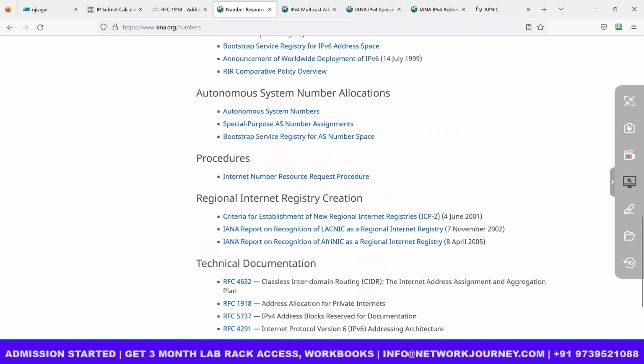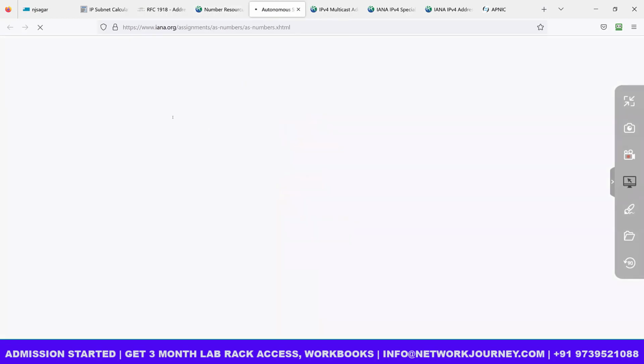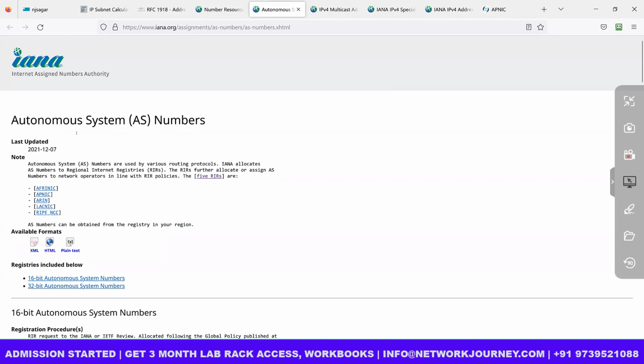And autonomous system is also a very important topic, which I'll talk about during BGP. So this is nothing but a collection of your networks or a collection of computers in a single block. So each block will have an AS number defined in the cloud. I'll tell you where it is.